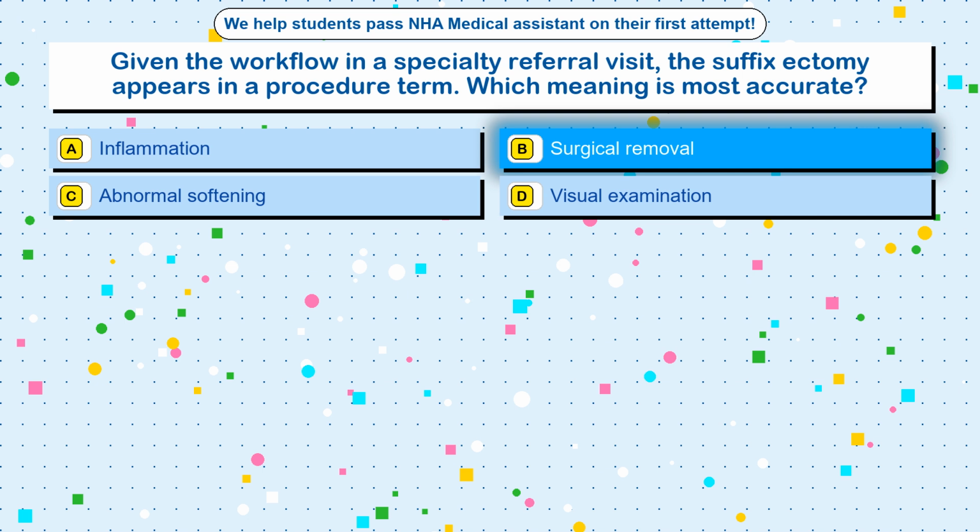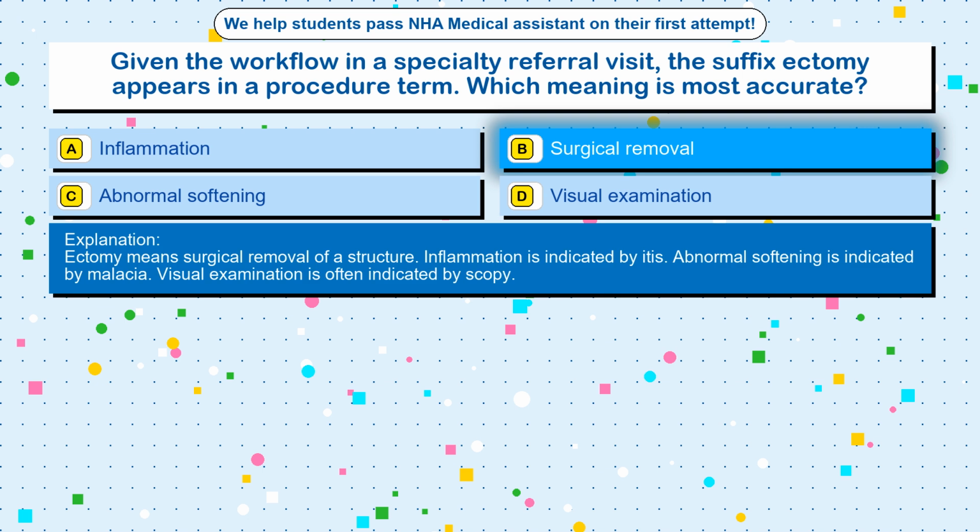Surgical removal. Ectomy means surgical removal of a structure. Inflammation is indicated by itis. Abnormal softening is indicated by malacia. Visual examination is often indicated by scopy.